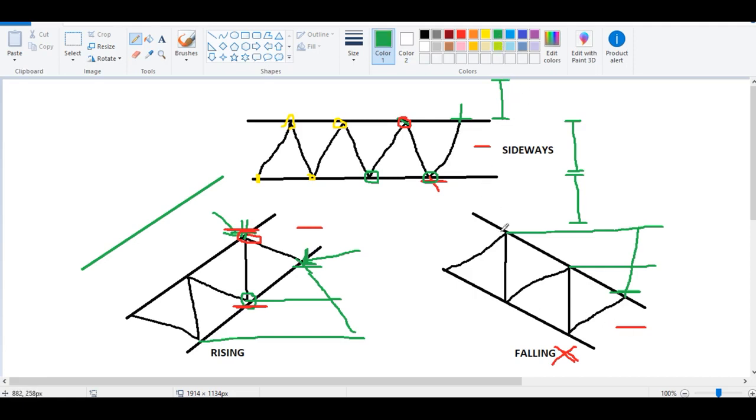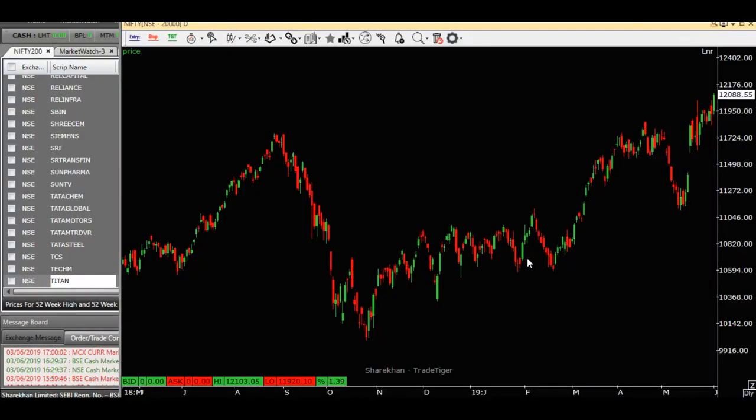Now, if we want to trade the internal part of the channel, then simply we buy at the support level, keeping the upper end of the channel as my target. And we can also sell when price comes to the upper end of the channel, right? Which is basically resistance, keeping the lower end of the channel as my target. So now let's look at some examples.